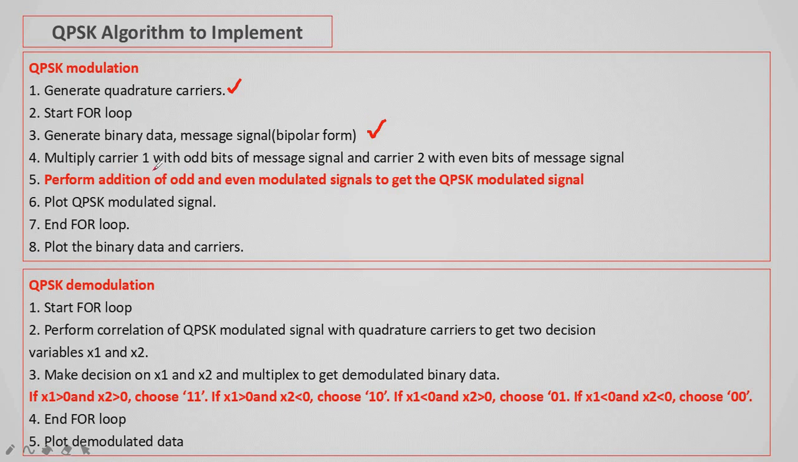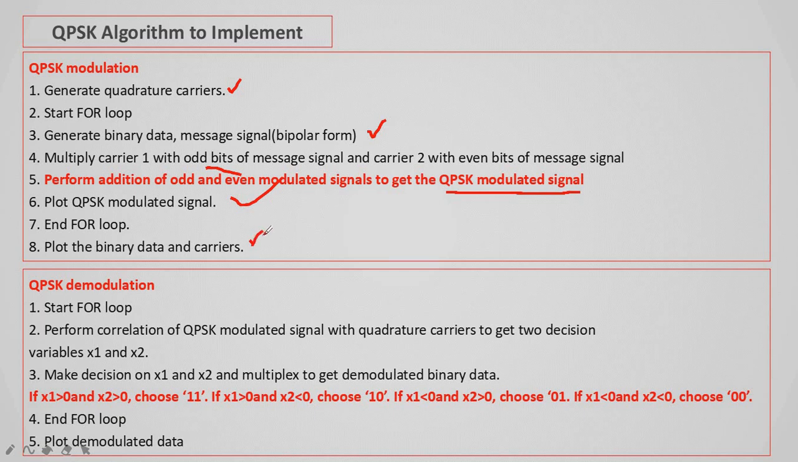Then multiply the carrier 1 with the odd bit, as I have told you. If it is carrier 1, then multiply with the odd bit, and the message signal with carrier 2 with the even bit. Okay, so if it is an odd bit, multiply with cos. If it is an even bit, multiply with the sine term. Then perform the addition at the end. According to that block diagram, you have to add the even part and the odd part. So once it is added, the QPSK modulated signal is determined. And once the output is available, you need to plot the QPSK signal. And then you have to end the for loop, and then plot the binary data with that.